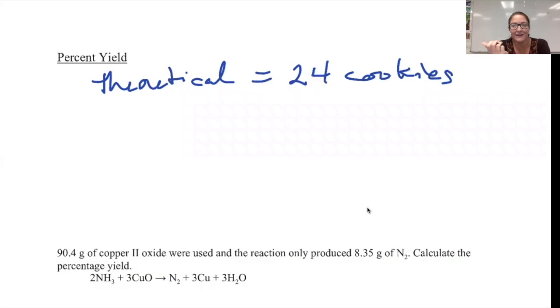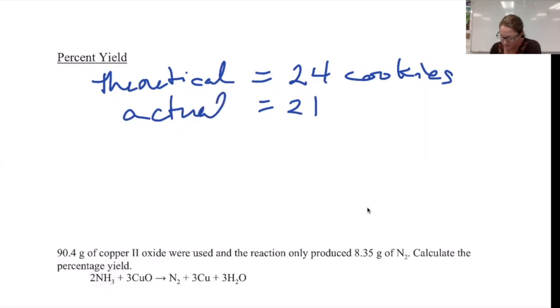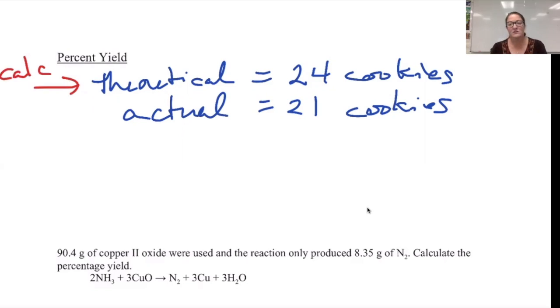But suppose I eat some cookie dough while I'm making it, and instead of getting 24 cookies, I only get 21 cookies. We would say my actual yield is 21 cookies. Another name for the actual yield might be the lab yield. The theoretical one is always determined from calculations. So based on how much reactant we had, how much product should we get? The actual amount is typically what's produced in a lab or a kitchen.